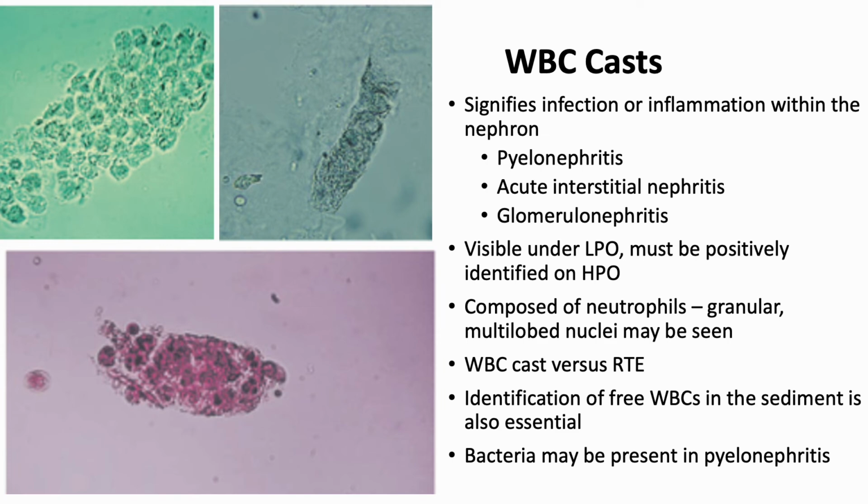So you see in the upper left corner a WBC clump, which is differentiated from a disintegrating WBC cast here and a Sternheimer-Malbin stained WBC cast in the bottom photo.